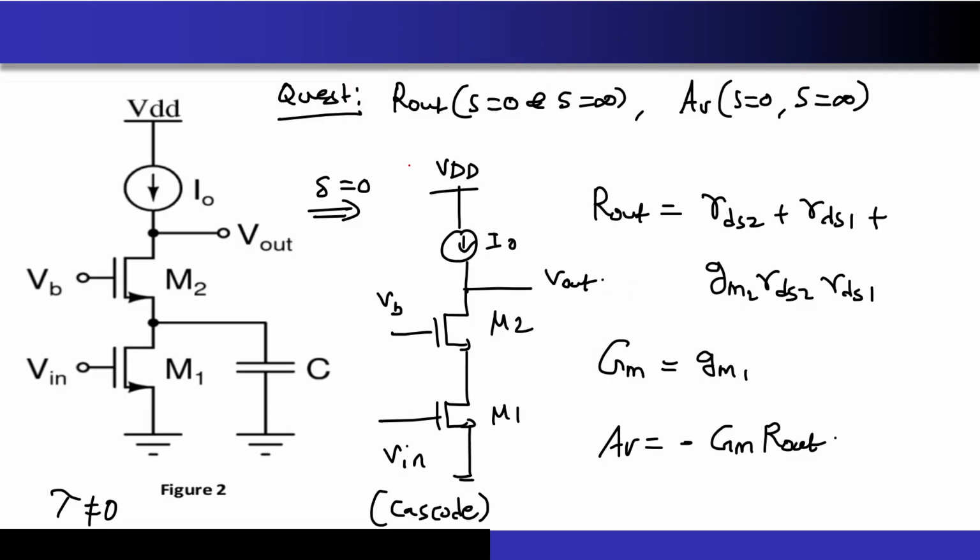Now once this is done, the next question they are asking us is to calculate the Rout and the AV, the small signal gain and the output impedance at low and higher frequencies, correct?